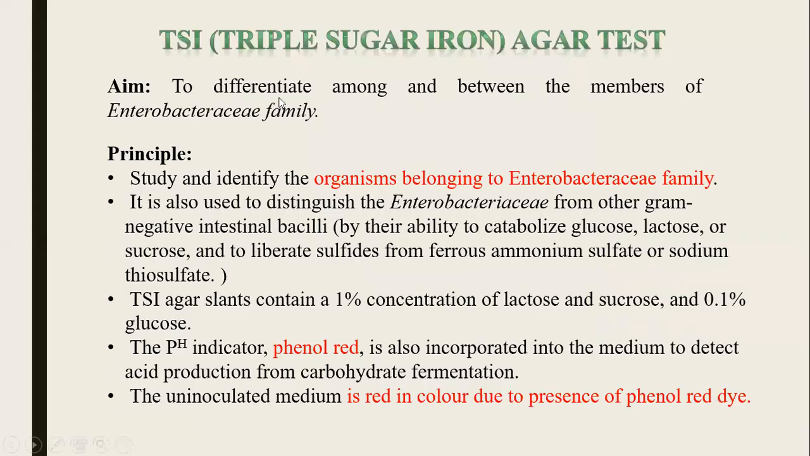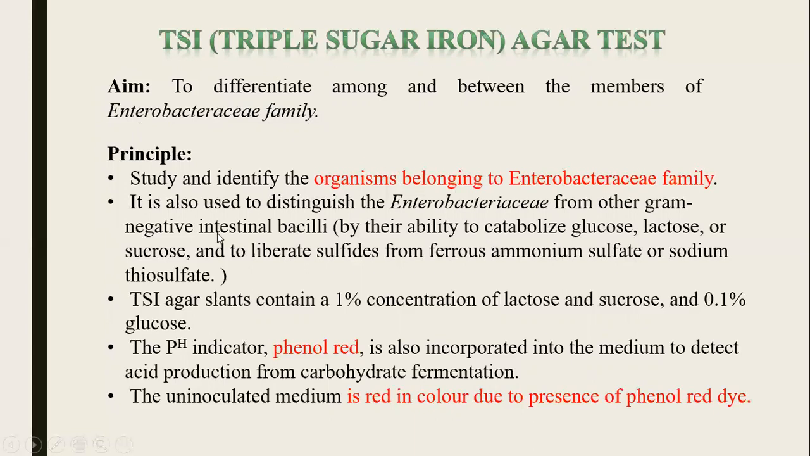Next, triple sugar iron agar medium. Triple sugar iron agar medium is used to differentiate the bacteria under the Enterobacteriaceae family. This family contains multiple organisms. To differentiate each organism, this triple sugar iron agar medium is used.